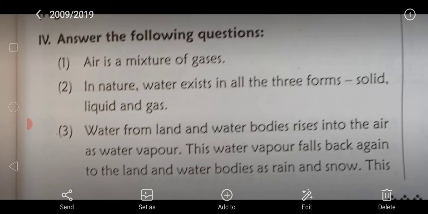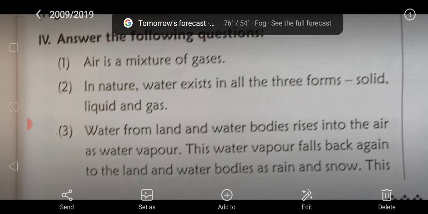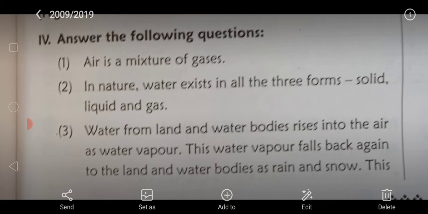Answer is, air is a mixture of gases. G-A-S-E-S. Air is a mixture of gases. Full stop. Air is a mixture of gases.